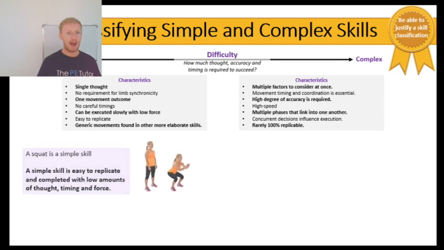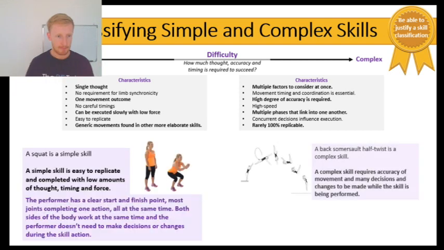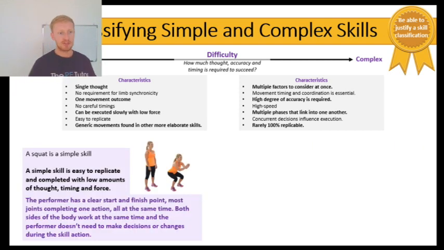So if we look at complexity, we're back. So start with simple. So a squat, simple skill. A simple skill is easy to replicate, completed with low amounts of thought, timing, and force. That's by characteristics of a simple skill. We then go into the justifications of what is it about a squat? Clear start position, clear finish point. Most of the joints are moving in the same direction at the same time. Very similar to a deadlift. In fact, this is basically a deadlift movement, but without the bar at the bottom. So the performer doesn't need to make decisions.